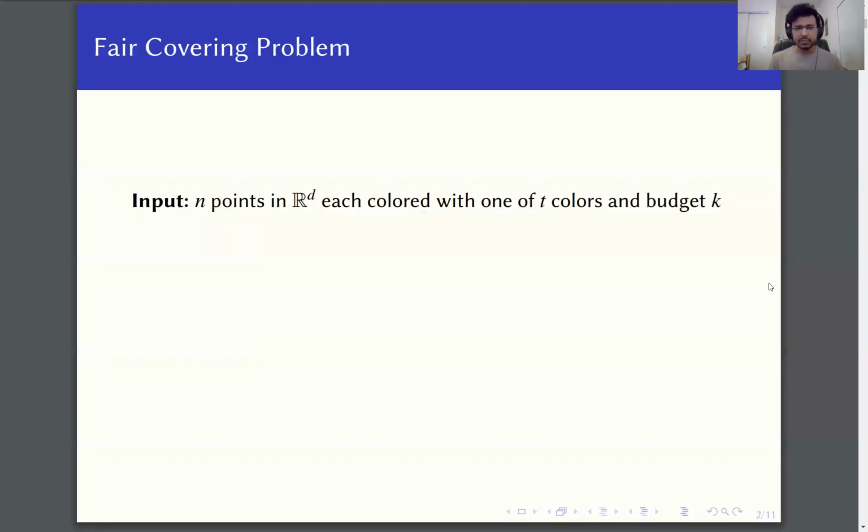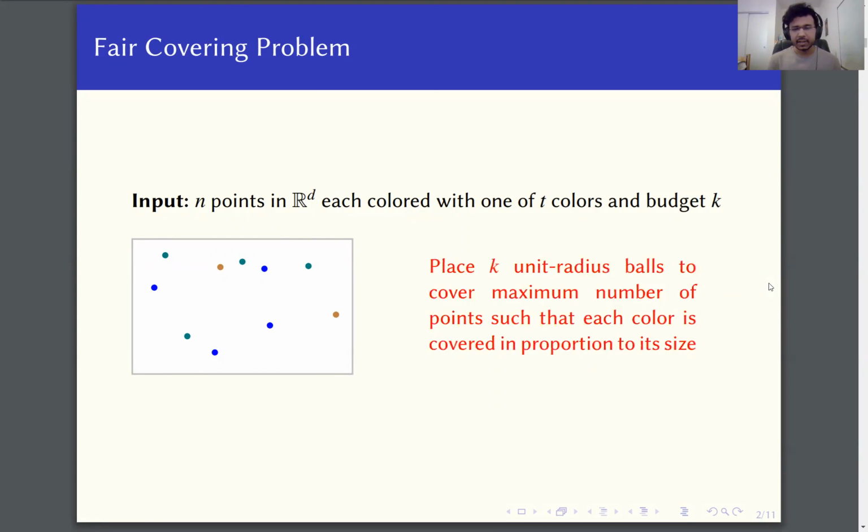I'll move on to the problem statement. In the input, we are given n points in d dimensions. Each point is colored with one of the t colors, and we are given a budget k. Hence, in this example, in 2 dimensions, we are given 10 points colored using 3 colors. The aim is to place k unit radius balls so as to cover the maximum number of points such that each color is covered in proportion to its size.